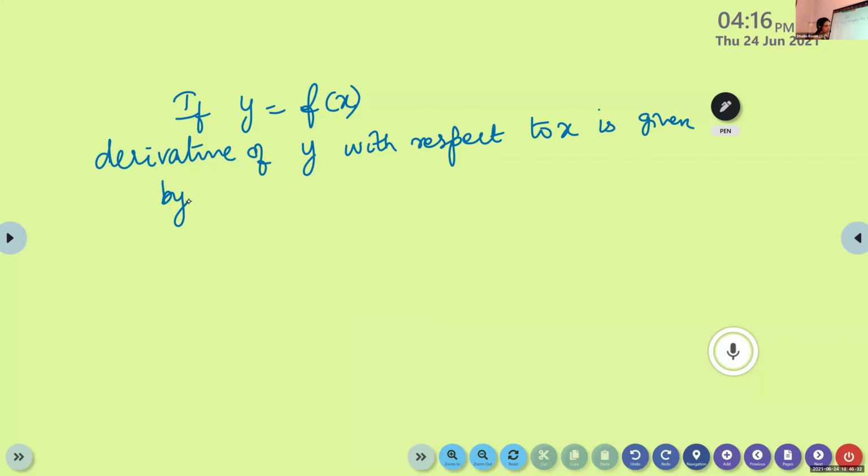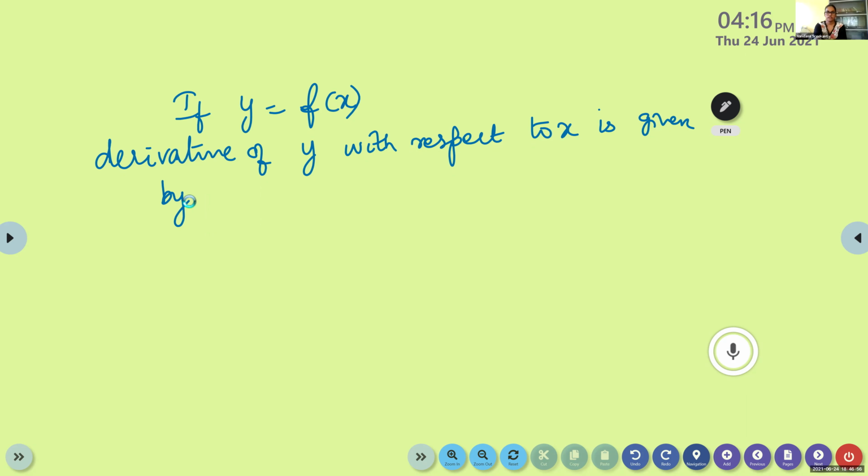What is the derivative? Last year we have learned this one. Last important chapter, limits and derivatives. Y is f of x. Then the derivative of y with respect to x is given by? Yes, anybody? What about Srihari? Can you give the answer? I don't know. Nandana?